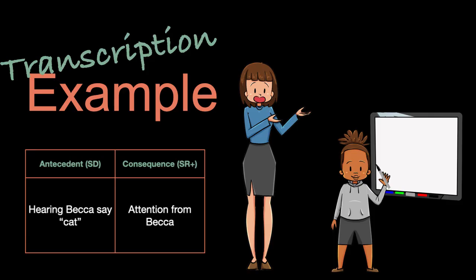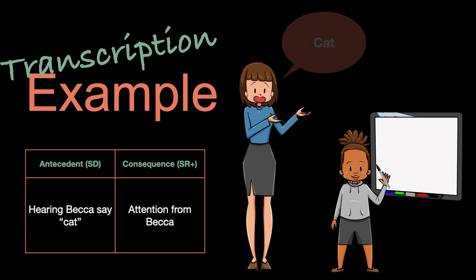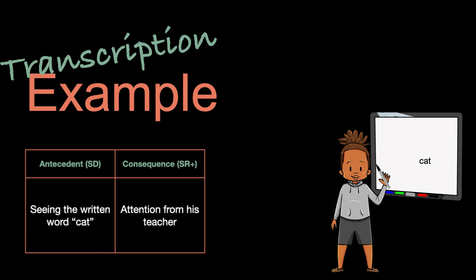Here's an example. Emmett is asked by his teacher, Becca, to go to the whiteboard and write the word cat. Emmett writes the word cat. This is transcription. Transcription can also be copying words that are already written. For example, if Emmett's teacher asked him to copy the word on the whiteboard and he wrote the word cat after seeing the word cat.